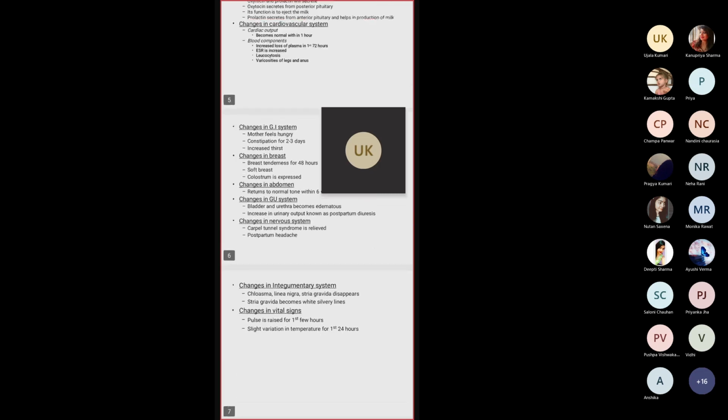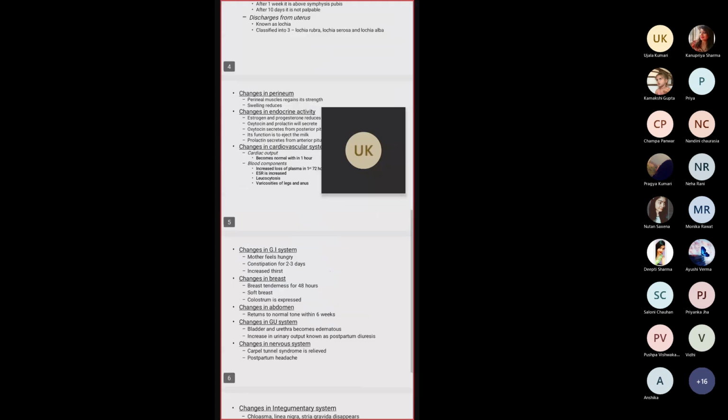And if you're seeing the vital signs, the pulse is raised for the first few hours, and there may be variation in temperature. In most of the women, there may be variation in temperature. That is about the first 24 hours, there may be variation in temperature. So these are the physiological changes during the puerperal time period.